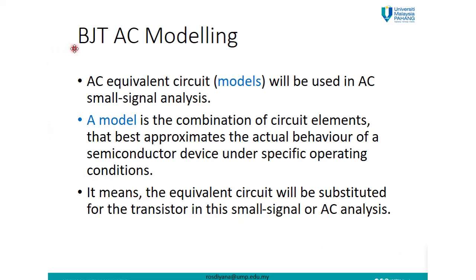In the BJT AC modeling topic, you will learn about how to convert the circuit and also the BJT into AC equivalent circuit. There are two parts. The first one is the AC equivalent circuit for the model, and another one, the AC equivalent circuit for the network. The AC equivalent circuit, which is the model, will be used in AC small signal analysis. A model is the combination of the circuit element that best approximates the actual behavior of a semiconductor device under specific operating condition. It means the equivalent circuit will be substituted for the transistor in this small signal or AC analysis.